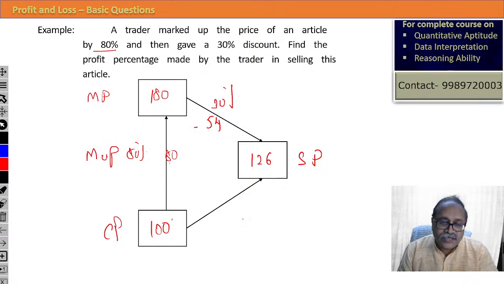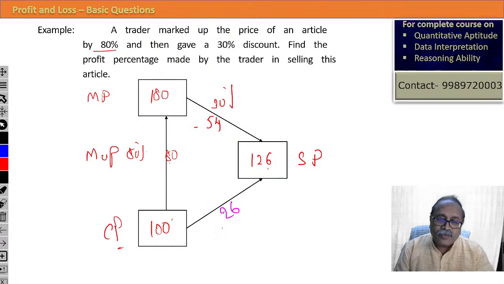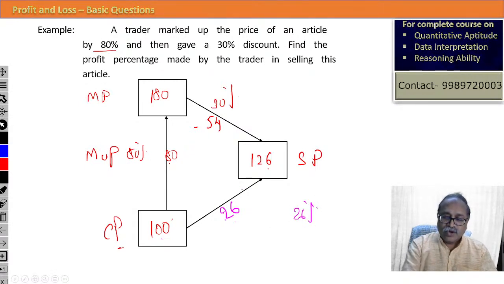Now, this is my selling price. This is my cost price. Selling price is more than cost price by how much? So, it is more than cost price by 26. So, what percentage? 26 is what percentage of 100? Anything over 100 itself is a percentage. So, it's 26 percent. Okay.